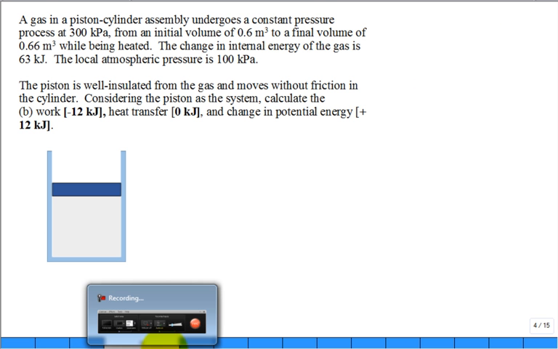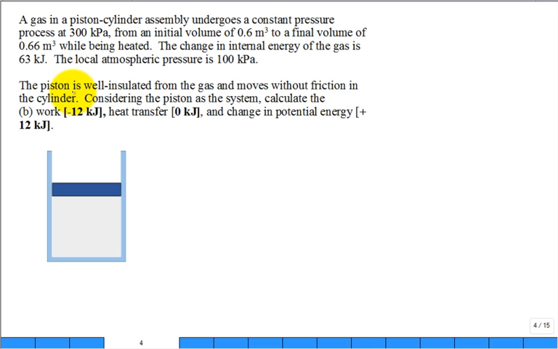Part B, continuing the same problem. The piston is well insulated from the gas and moves without friction in the cylinder. Consider the piston as the system. Uh-oh. The piston as the system. Is it the piston and the gas as the system, or the piston only as the system? It's only the piston as the system. Calculate now the work. The work? This one's conceptually tricky.